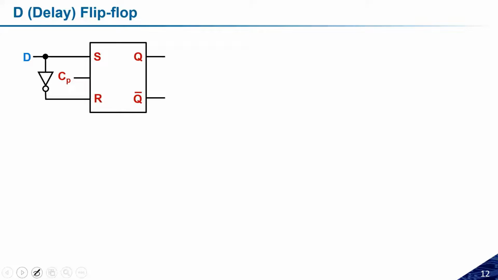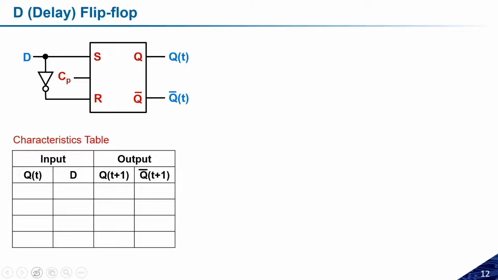Now let us try to see that. Yeah, so this is what the Qt and Qt bar is there. So let us try to see how the characteristics table for this D flip-flop will look like. So I can have two possibilities for Qt and two possibilities for D. Okay, so the Qt can have 0 and 1 and the D can have 0 and 1. So we can have a total of 4 possibilities, and that will be like 0 0, 0 1, 1 0 and 1 1. Okay, so let us try to see.